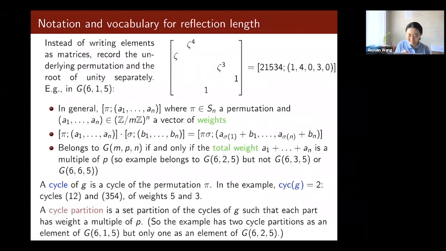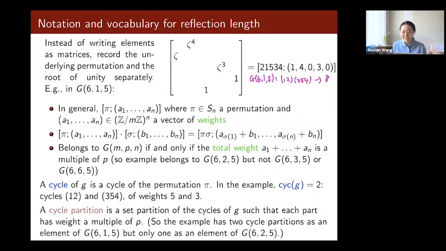Cycle partition is just a set partition of the cycles. So we are putting the cycles into different parts. The rule is that each part should have weight a multiple of p. So in this example, if we are considering it in G(6,1,5), we can definitely put the 2 cycles in the same part. So that will be (1 2) and (3 5 4). And the weight of that part is just the total weight of the element, which is 8. This is allowed because 8 is a multiple of 1.